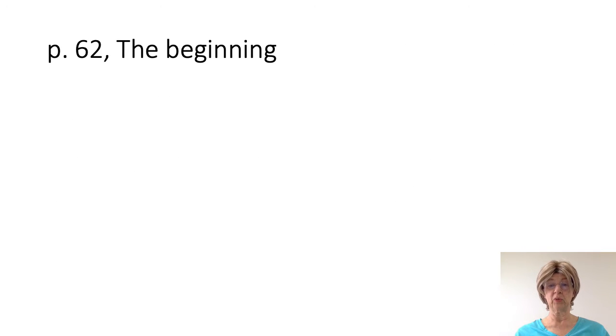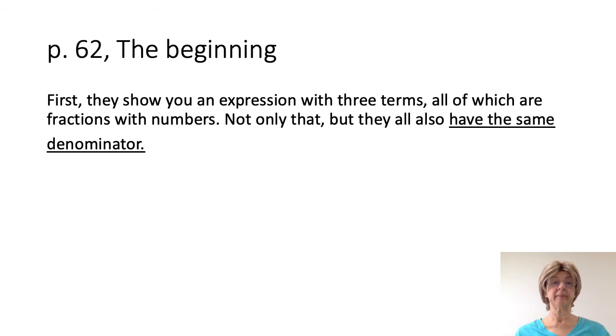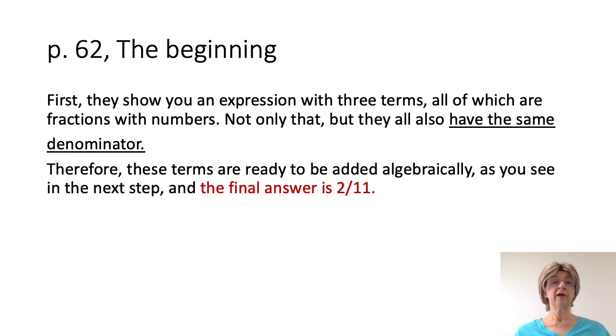Page 62, the beginning. First, they show you an expression with three terms, all of which are fractions with numbers. Not only that, but they all also have the same denominator. Therefore, these terms are ready to be added algebraically, as you see in the next step, and the final answer is 2/11, 2 divided by 11.